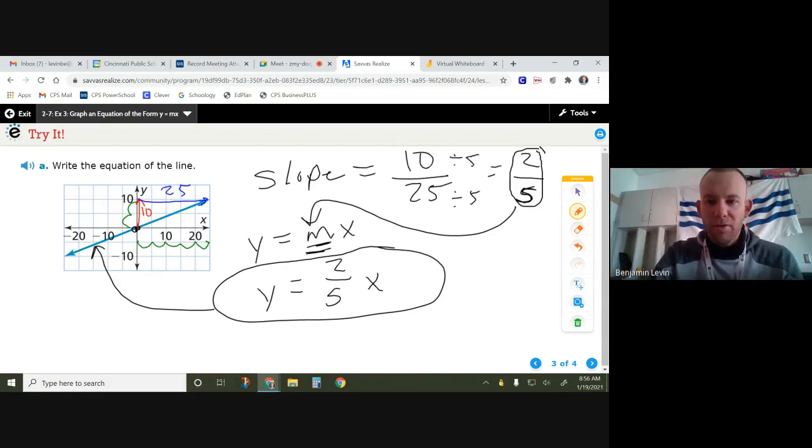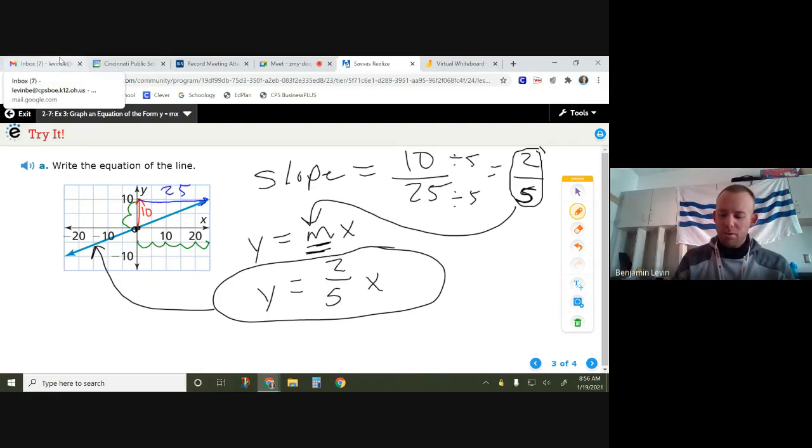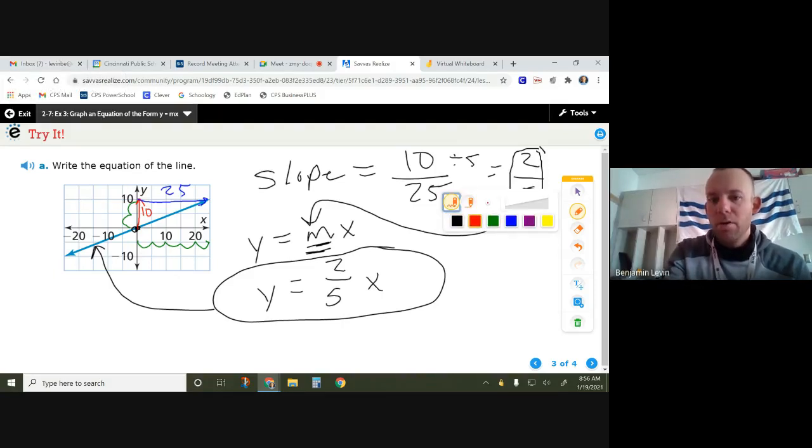I'm going to leave that up for a few seconds to let you guys process that and take that in. Any questions over that? How we doing? Does everybody understand the slope is rise over run, right?